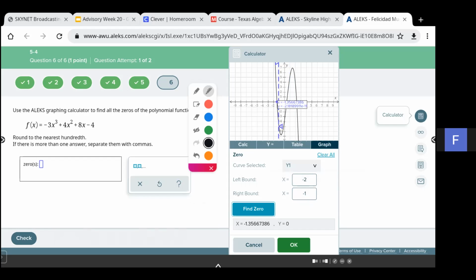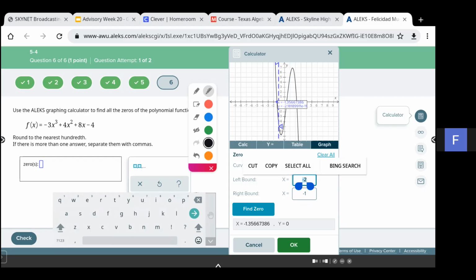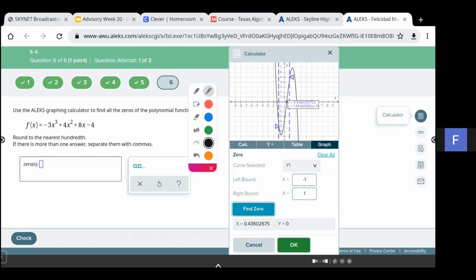I'm going to hit find 0. All right, so it gives me my x value at -1.356. So I'm going to list that as -1.36 because of rounding. And then I'm going to go ahead and do this again. This time we can have that be -1, and this can just be 1. Find 0. And we have another one at 0.436. By rounding, 0.44 is what I'm going to get.